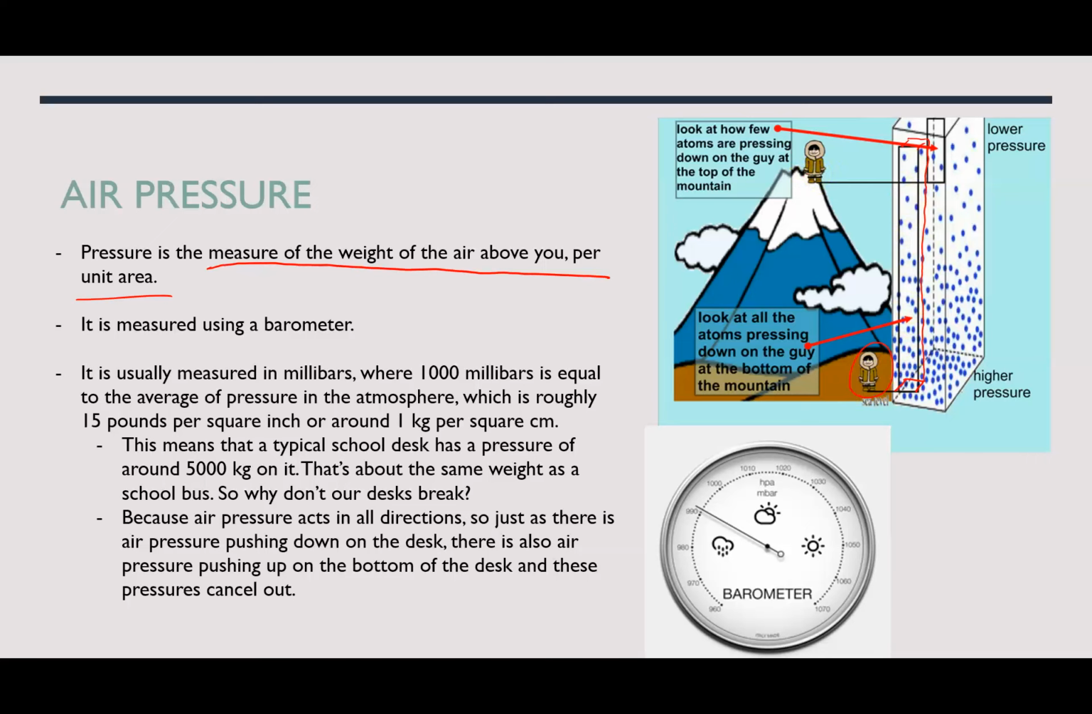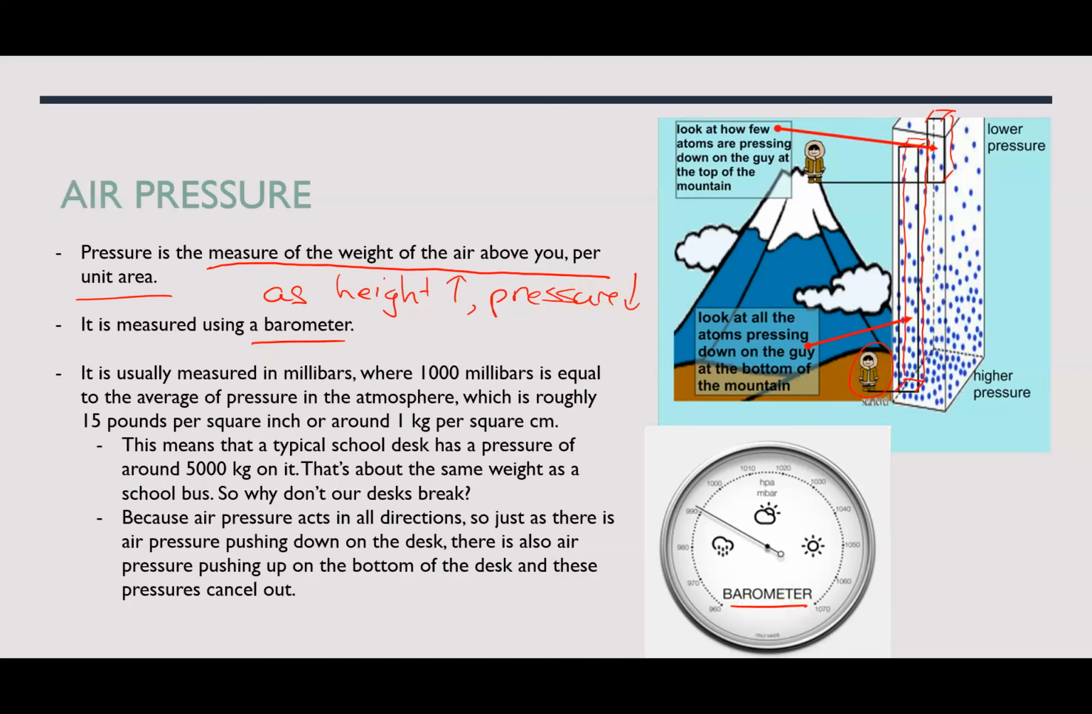If you're standing at the top of the mountain, then you've only got this little column of air sitting on top of you. So a lot less air for a given volume. So again, this is going to tell us that the higher you are, so you can say as height increases, pressure decreases.